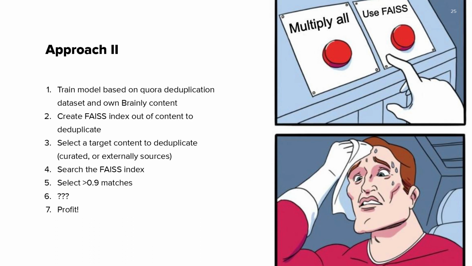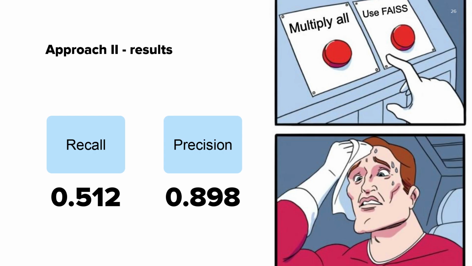So we trained the model, created the index, again used the same data set, and searched this in a Faiss index. Obviously, that was much faster than the previous approach. Again, selected the same matches and got our results. And what are the results? On our labeled data set, we got improvement, more or less.